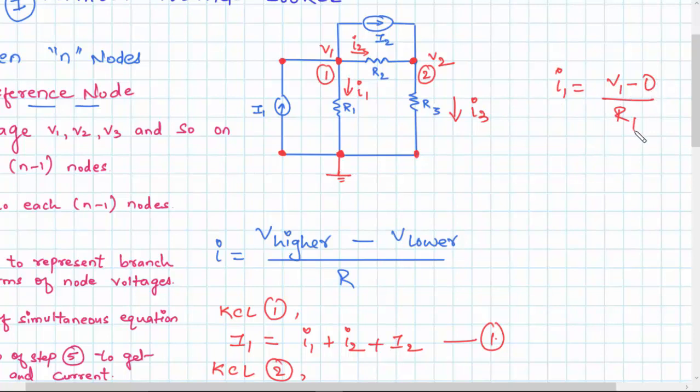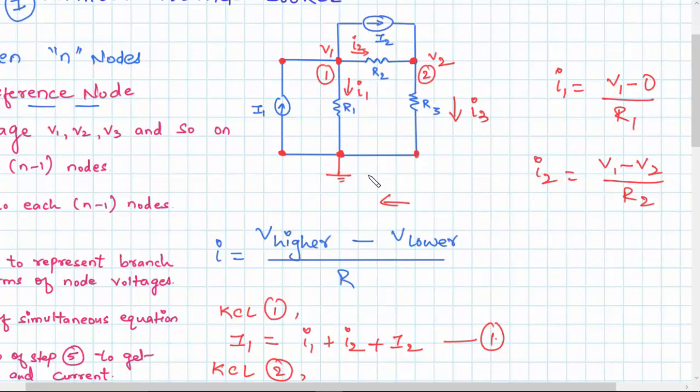So V1 minus 0 over R1 will give us I1, and I can write I2 as V1 minus V2 over R2. See that we have arbitrarily assumed the direction of I2. If in case I assume the direction of I2 from right to left, then I can write I2 as V2 minus V1 over R2. Alright. So current always flows from higher potential to lower potential, and we can assume any direction of the current. And in the final result, if current comes negative, then it will be clear that the direction of current which we have assumed is reverse of the original direction.